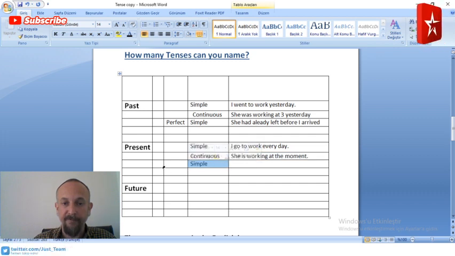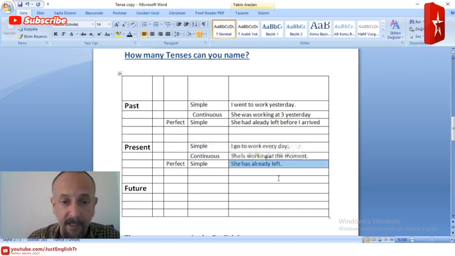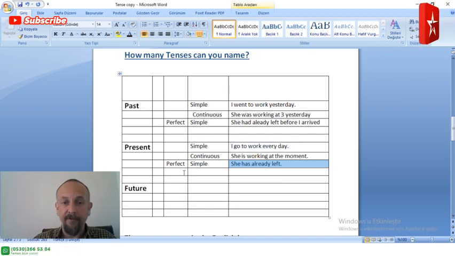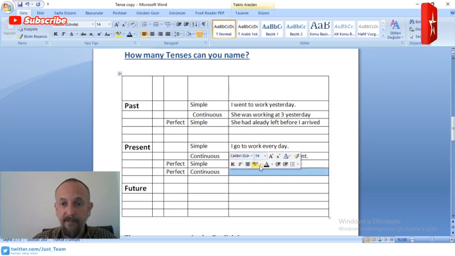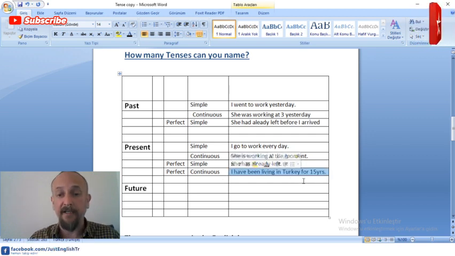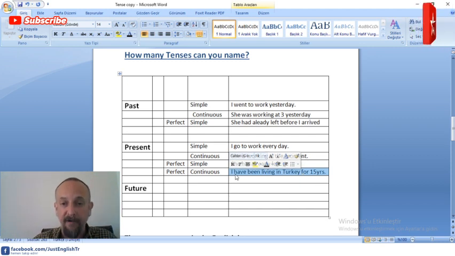Then, of course, we have present perfect simple, and an example of this would be, she has already left. And then down here we have again a perfect tense, present perfect continuous, and an example of that would be something like this. I've been living in Turkey for 15 years. Again, we have that auxiliary verb have, we have the past participle of the verb to be, we have the verb ing as well. Lots and lots of stuff to remember.